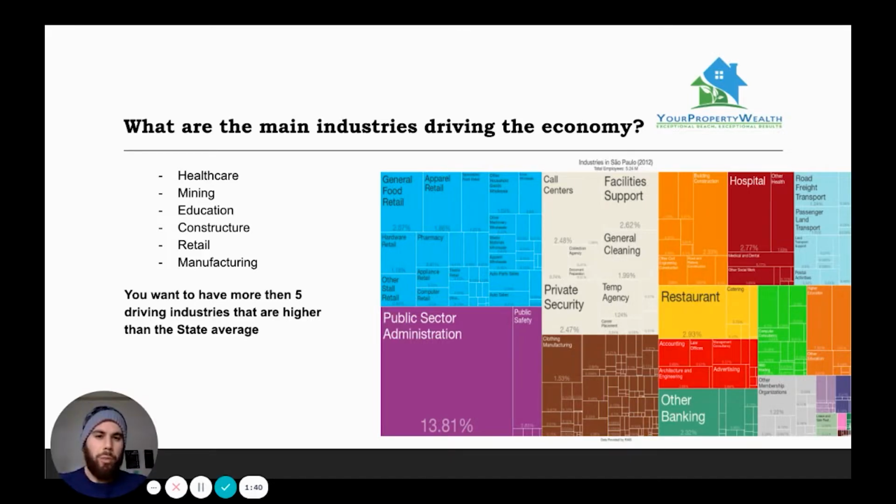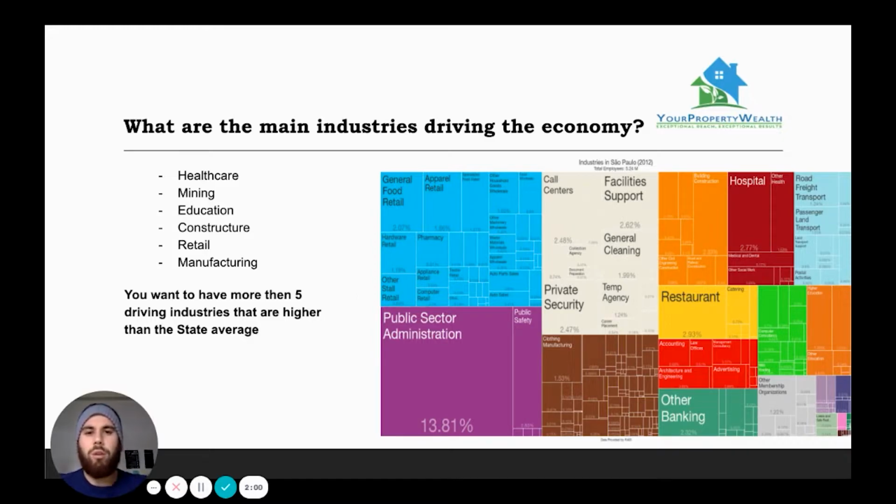So when we're looking at certain markets, it doesn't matter if it's a mining town or an agricultural town, we want to know what the main economic drivers are. Now, as you see here on this page, we want more than 5 economic drivers. And how we determine that is that we go off the state average.